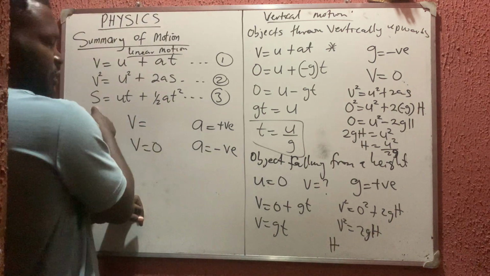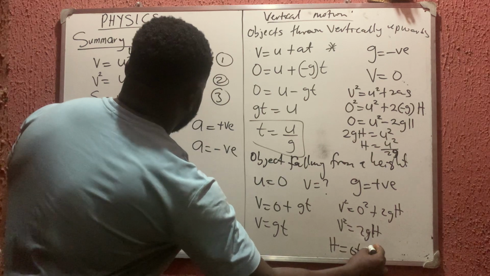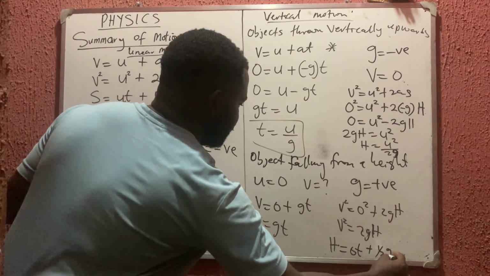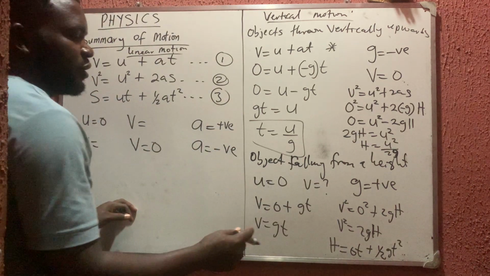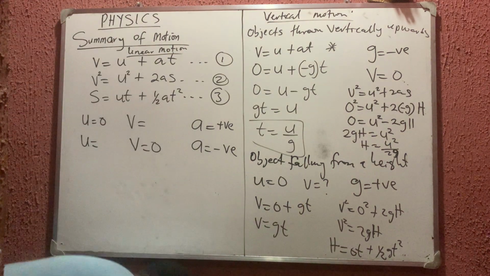The same thing is applicable to the other side. H, because this is displacement, so it will turn to H. H is equal to 0T plus half GT squared. So that is that for that. So you see, it's very, very simple. This is for linear motion.